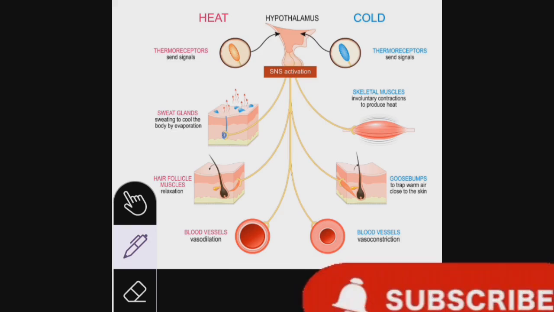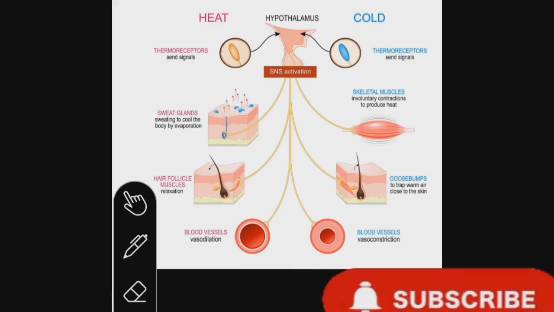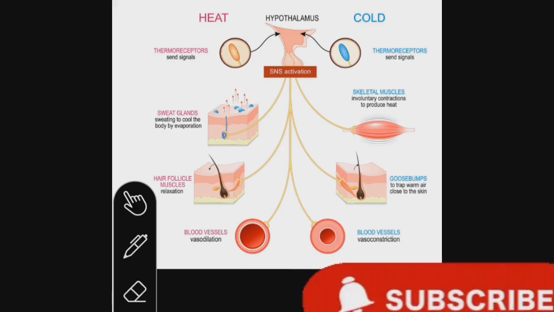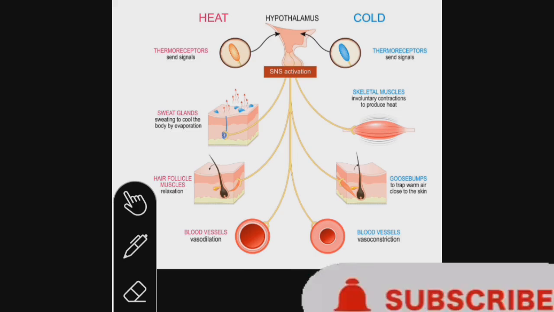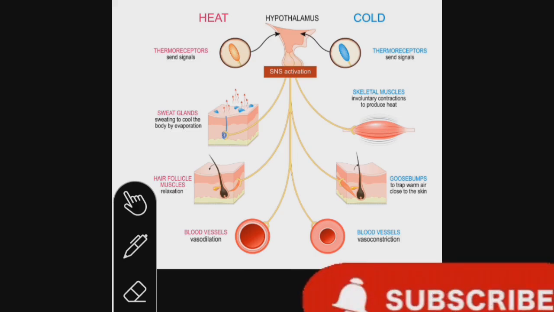So imagine somebody enters a very cold environment, right? The cold temperature becomes the stimulus, is it not? What happens is that thermoreceptors in the skin detect the cold, and signals are sent to the hypothalamus through the sensory nerves. The hypothalamus, which is the control center, will respond in several ways.